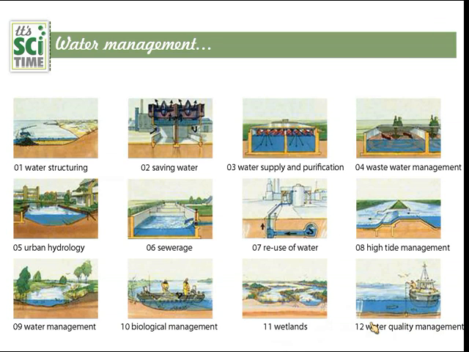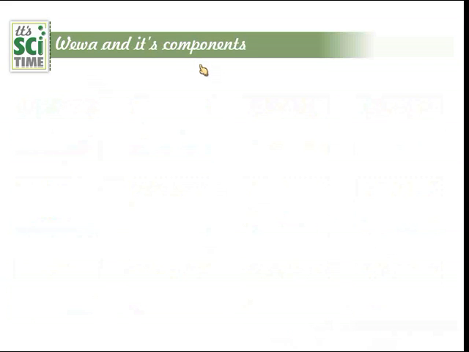Next one, water quality management. Though water is available, that is not enough. Actually, water is not the only thing. We need pure water, quality water. Therefore, quality management is very important. These are the 12 good practices which we can follow in water management. Let's see how it comes to organic farming.